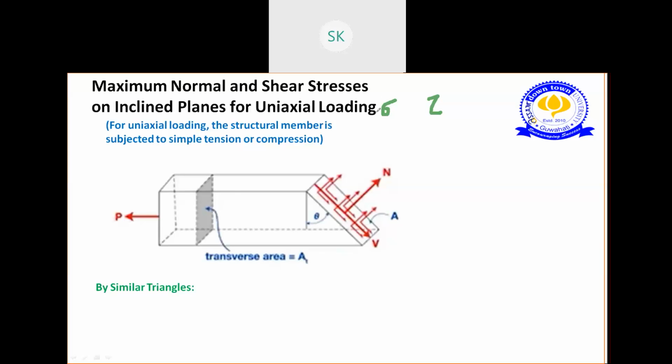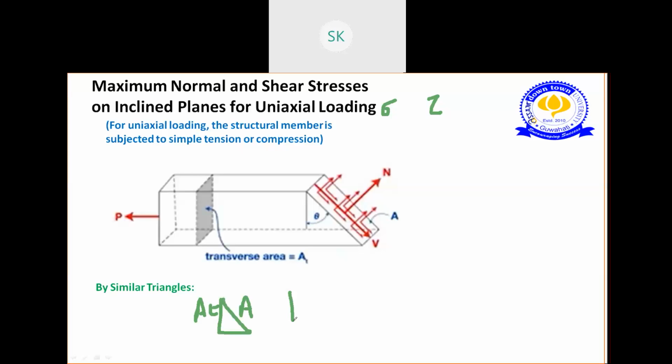Understood what our aim is and how we started? Our aim is to find the maximum normal stress and shear stress on this inclined plane. To find that, first we start with the relation between AT and A. By geometry, we take a simple triangle. This hypotenuse can be represented by this area A, and this transverse area can be represented by the perpendicular AT.